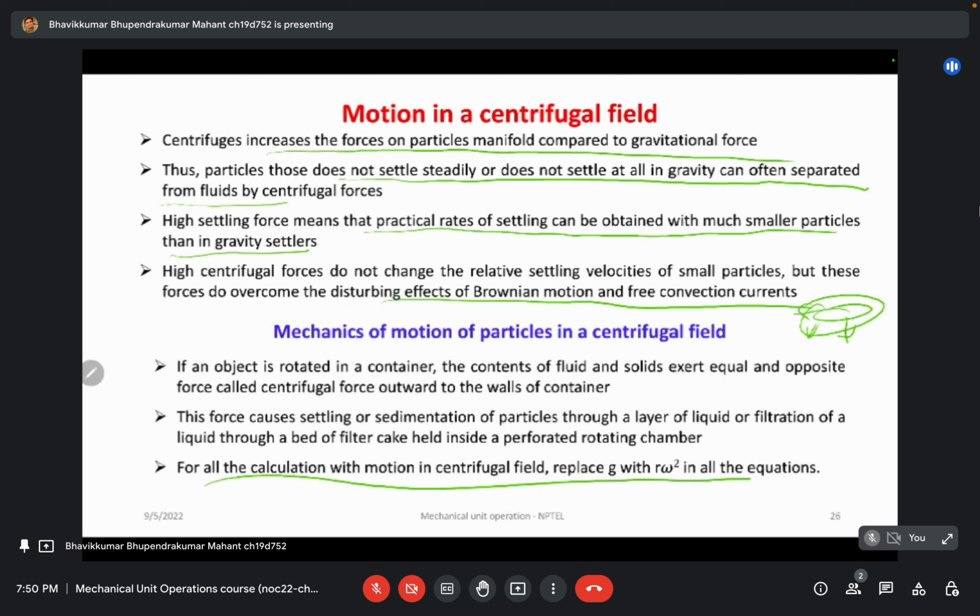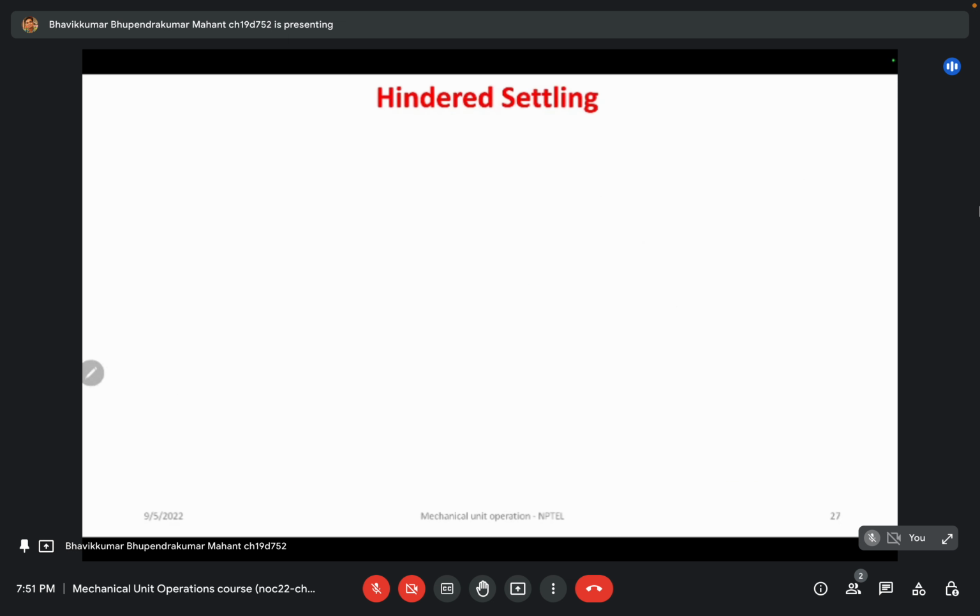If you don't want to go into too much detail on calculation with the centrifugal field, then in your equation you need to replace the value of g with r omega squared. You don't need to remember all the other formulas. You have to just replace g with r omega squared.